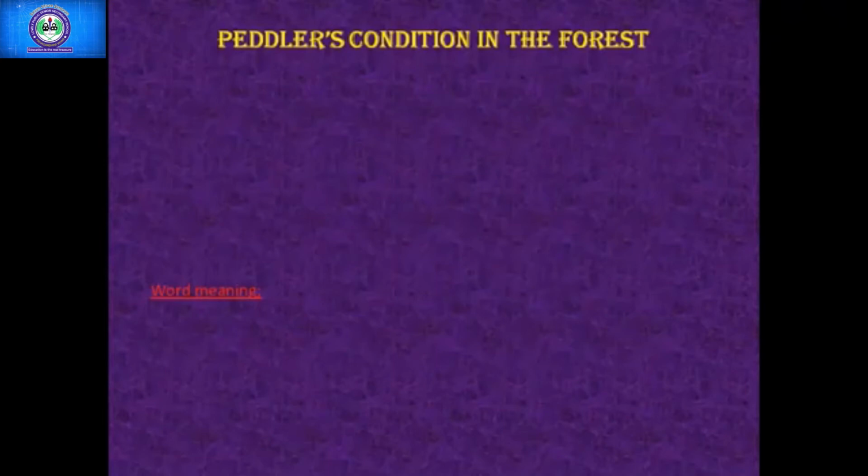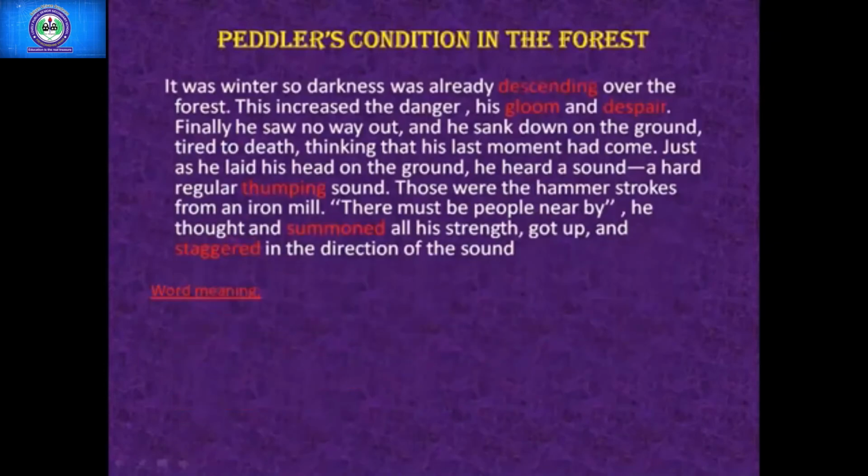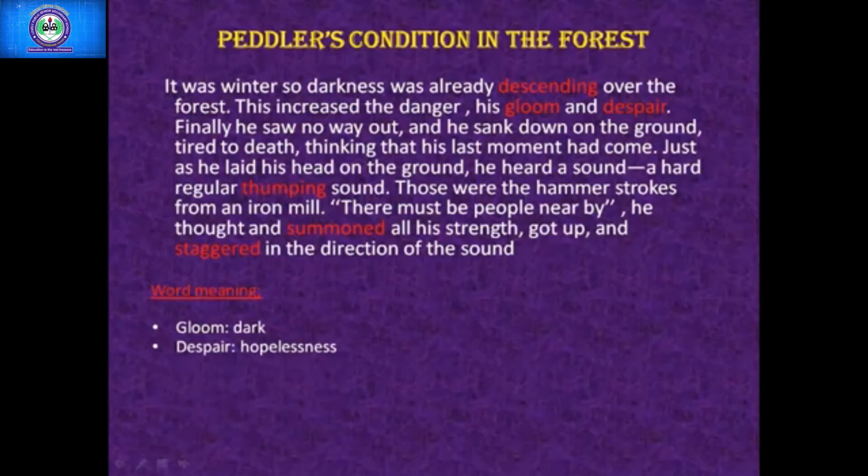The peddler's condition in the forest was worst. It was winter, so the darkness was already descending. Descending means coming down over the forest. It increased danger, his gloom and despair. Gloom means darkness. Despair means hopelessness. So gradually with the passage of time, he was becoming more and more hopeless.